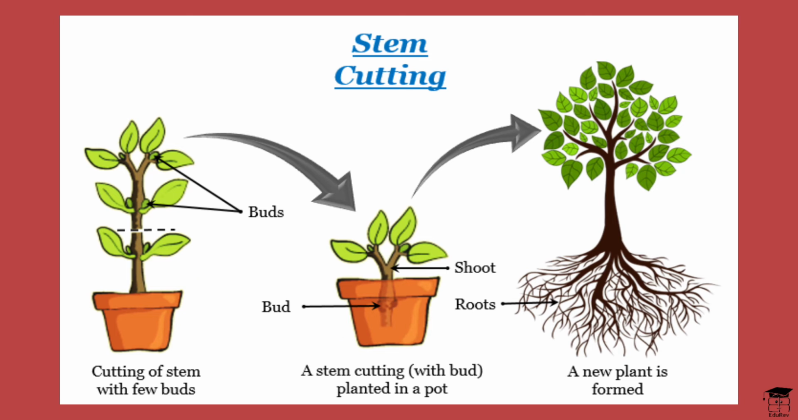Cutting. A part of a plant, typically a leaf or a stem, is cut off and planted. Adventitious roots develop from the cuttings and a new plant forms. Cuttings are sometimes treated with hormones before being planted to induce root development.